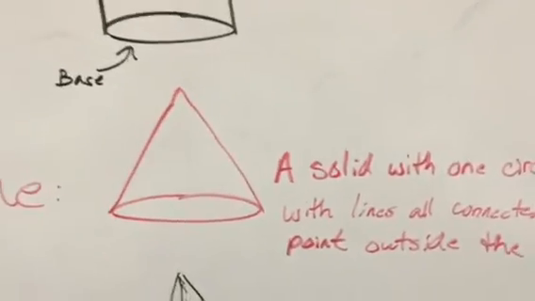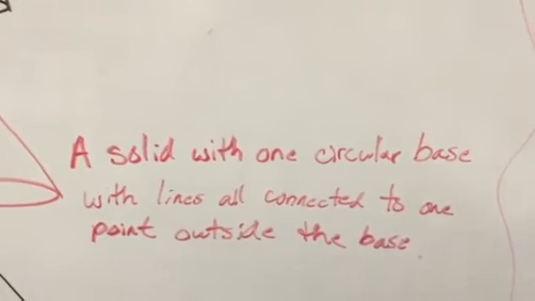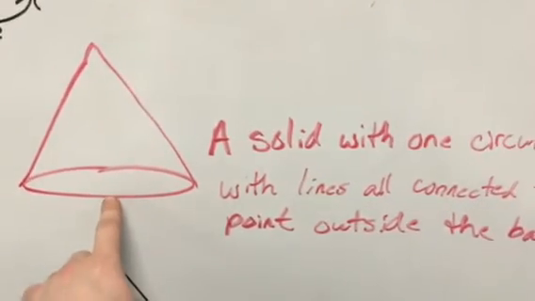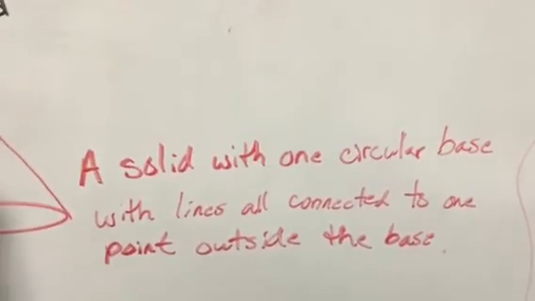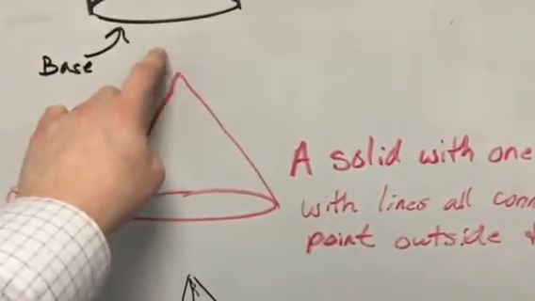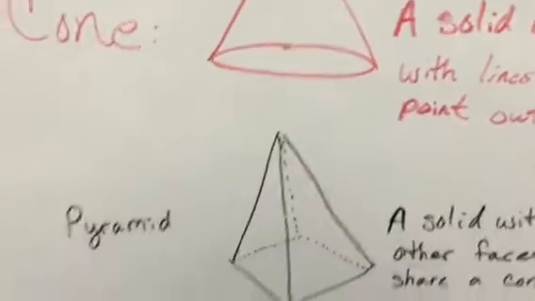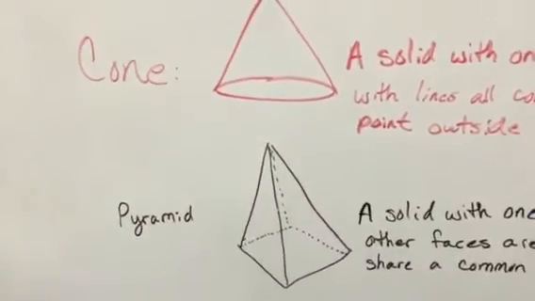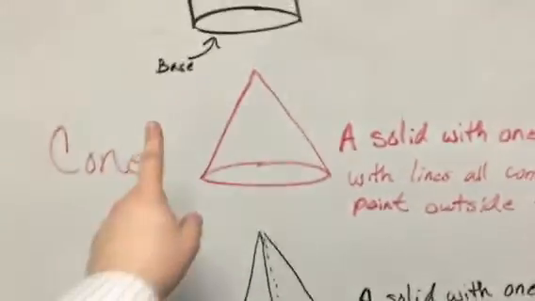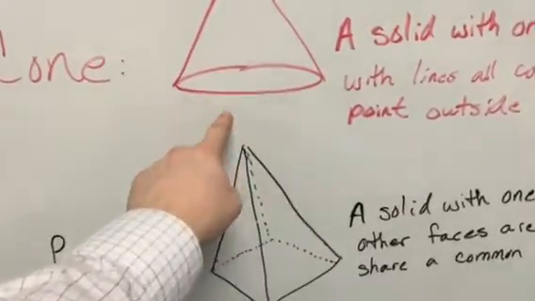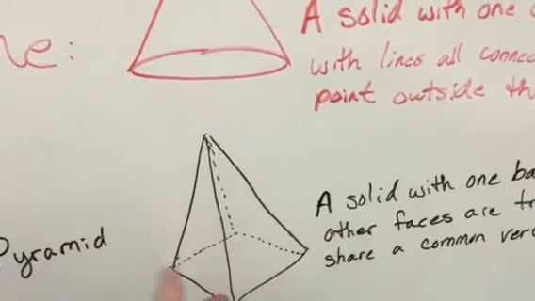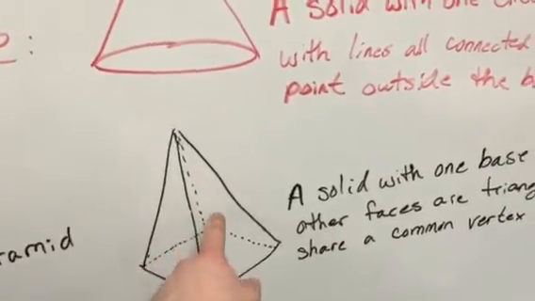Cone is a solid with one circular base with lines that are connected to one point outside the base, up here. Cone is similar to a pyramid, but notice how a cone has a rounded edge up here, because of the rounded base, where a pyramid has a flat base, so therefore all of the sides are also going to be flat.